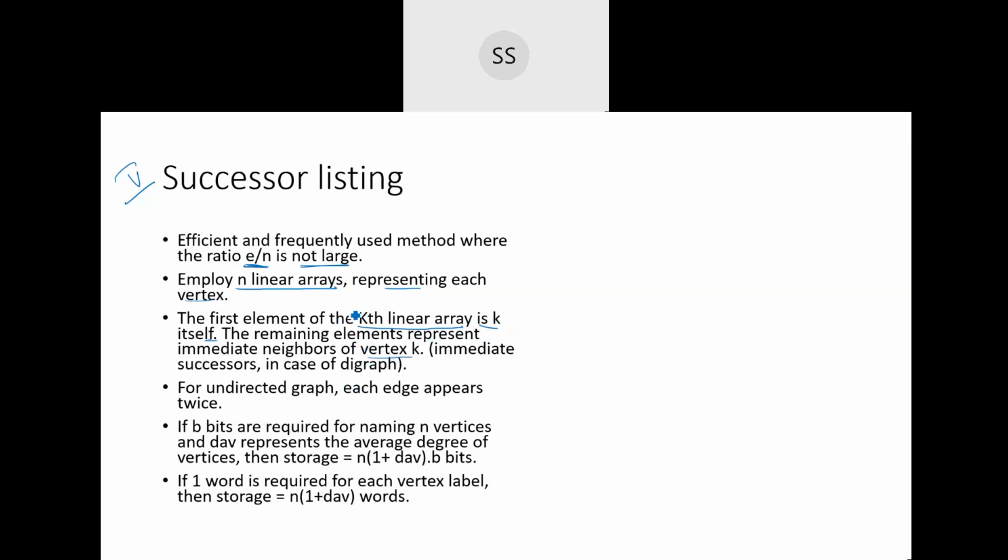So let us see an example to understand what the successor listing is. I'm taking the same example so it is quite easy for you to comprehend. So I've got U, V, W, Z, and this was A, B, C and D that I had. Now in the case of successor listing, how many vertices do I have? The value n is equal to 4. So that means I'm going to have how many arrays? I'm going to have 4 arrays.